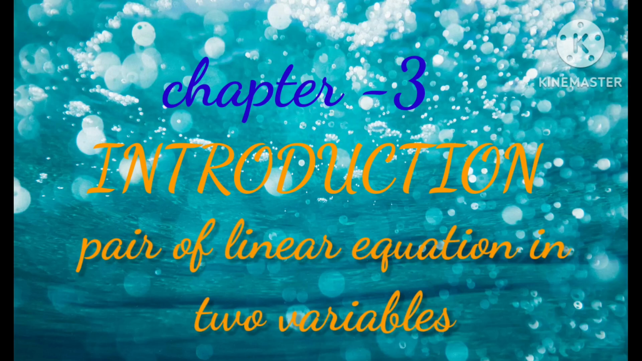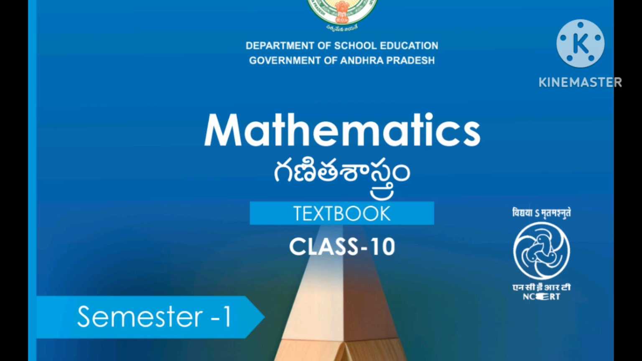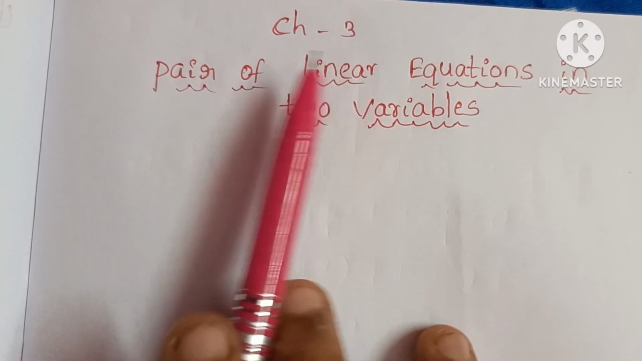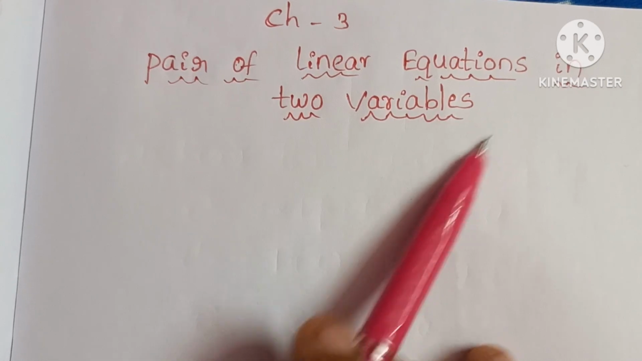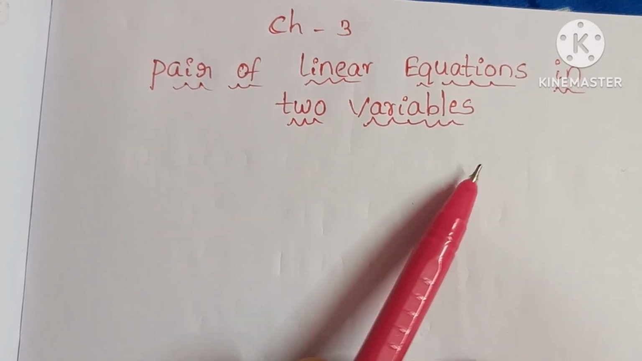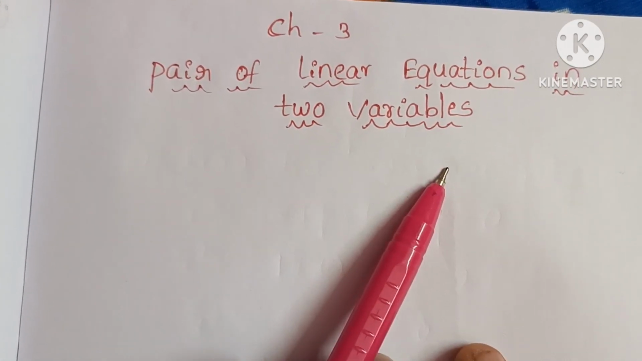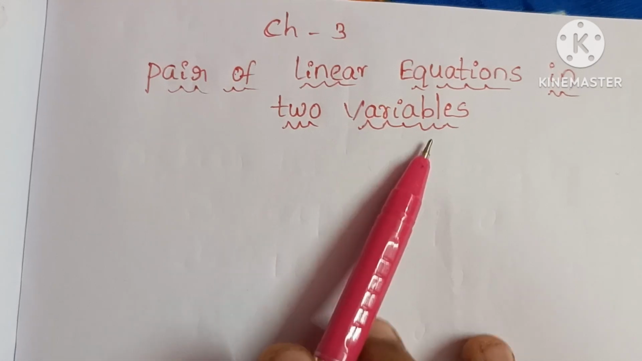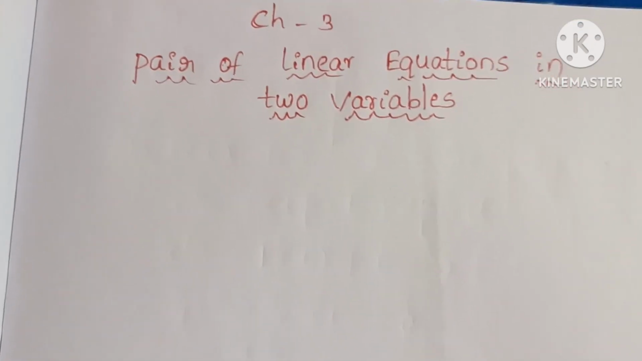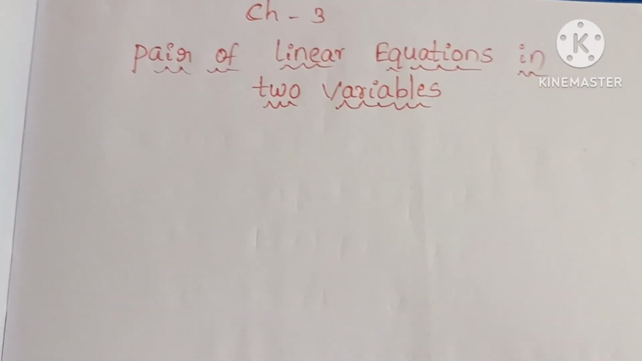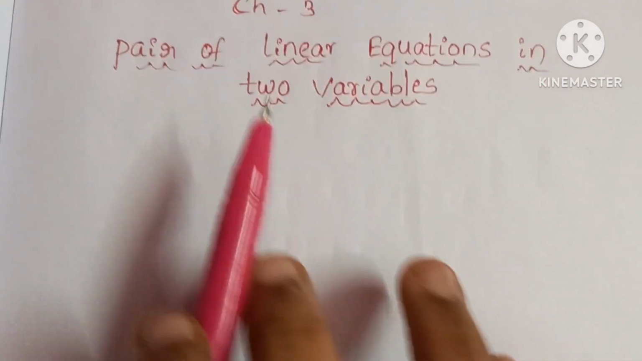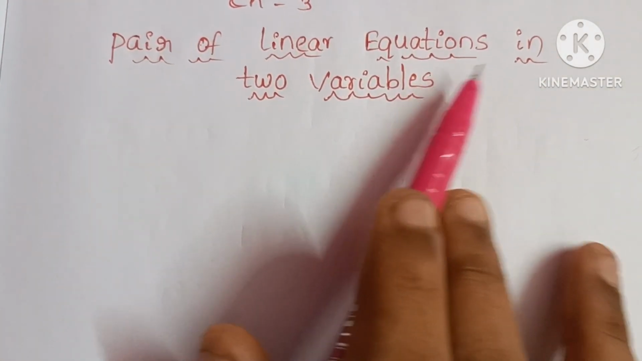Today I will discuss chapter 3, pair of linear equations in two variables. This is the new chapter 3, pair of linear equations in two variables. Before starting this chapter, let me explain some basic concepts regarding this. What is a linear equation?